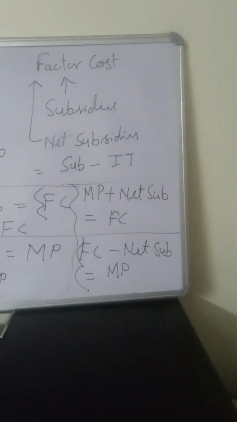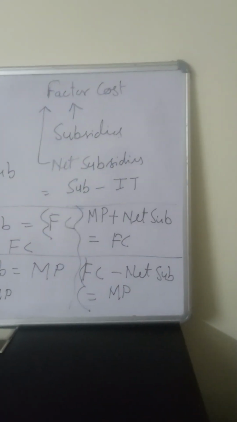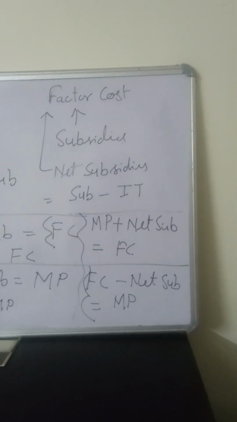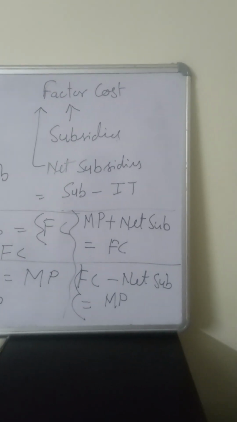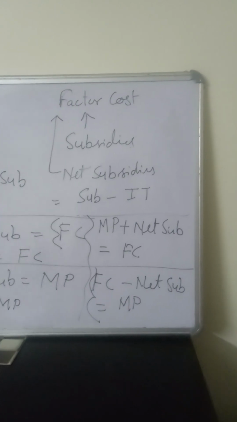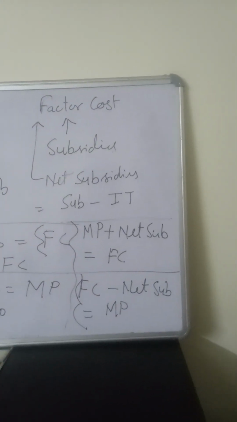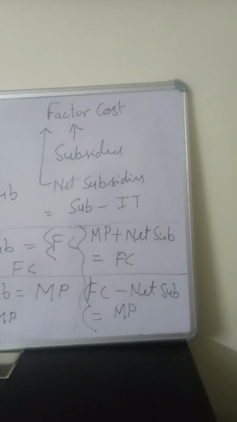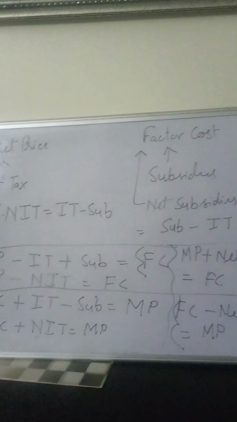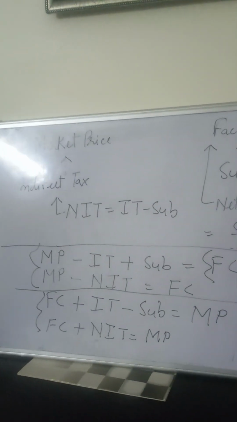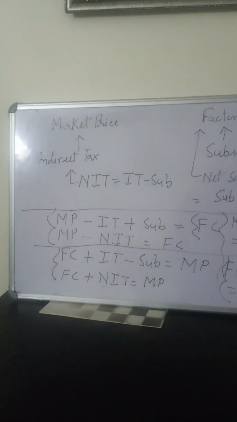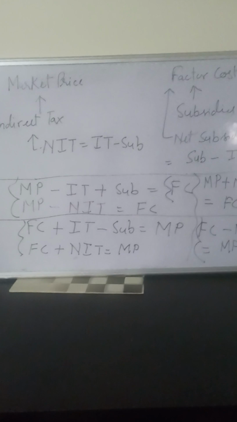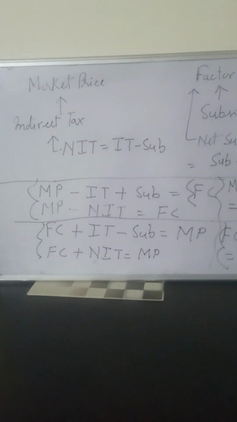Third method, FC minus net subsidies is equal to market price, because net subsidies is included in FC and MP does not include net subsidies. So we have to subtract net subsidies from FC to convert into MP. So you are not supposed to mug up the concept. You have to understand it from each and every point, so that in any way the question comes, you can understand and solve the question, right?